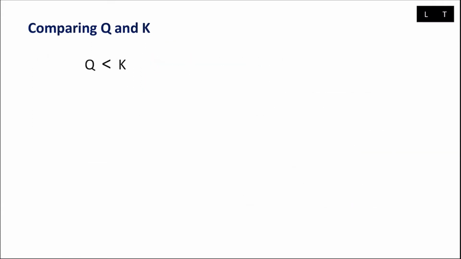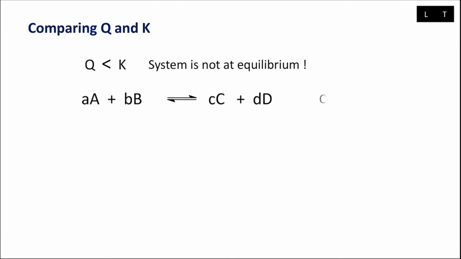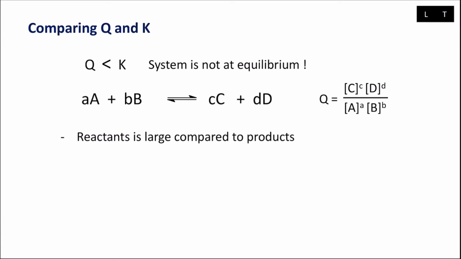I have the first condition, Q less than K. So the system has not yet reached equilibrium. For example, I have a reaction between reactants and products. You know the expression for Q is the same as K, but the concentration for Q is the initial or any concentration. It is not at equilibrium yet for this value. So at this part, we know that when Q is less than K, reactant is large compared to product.